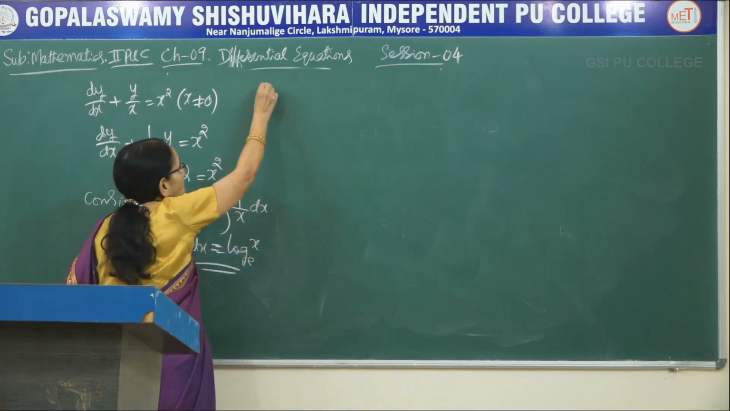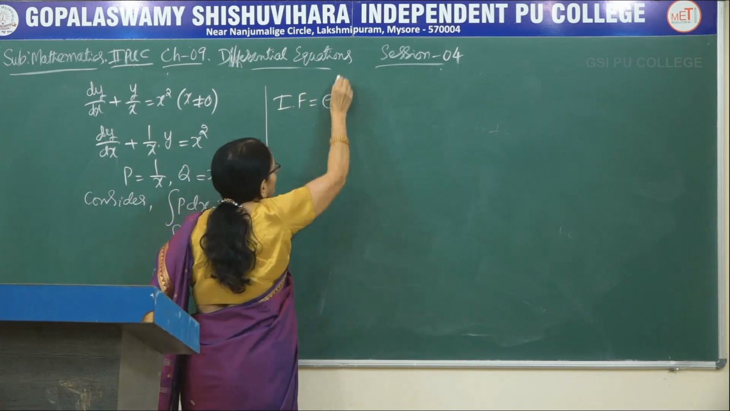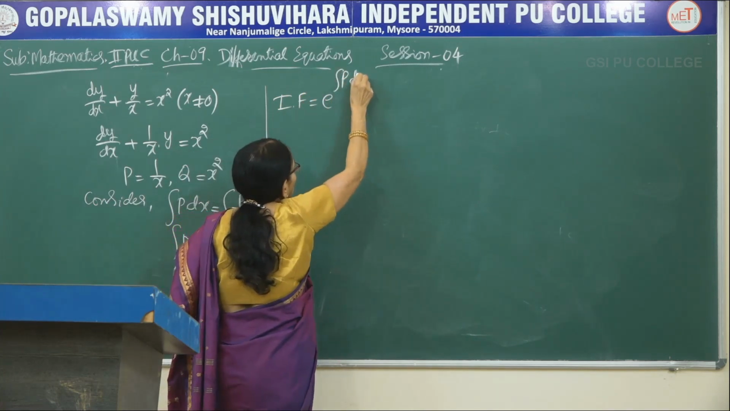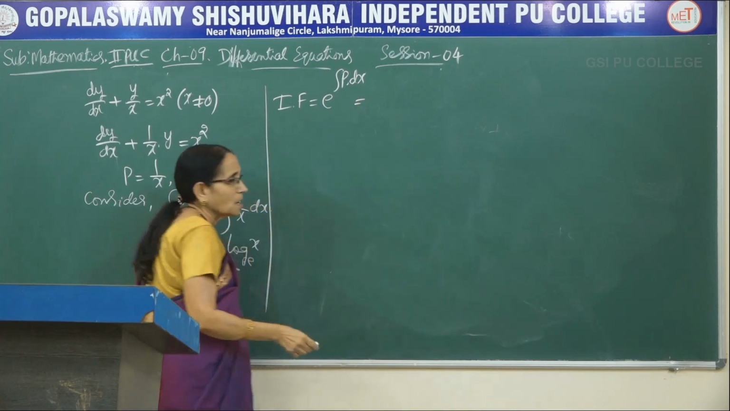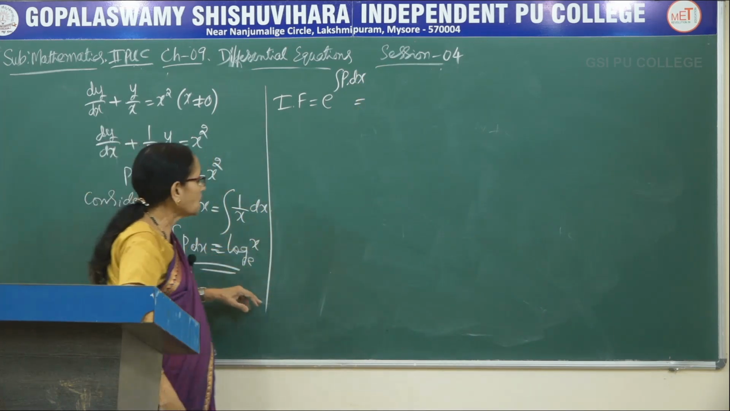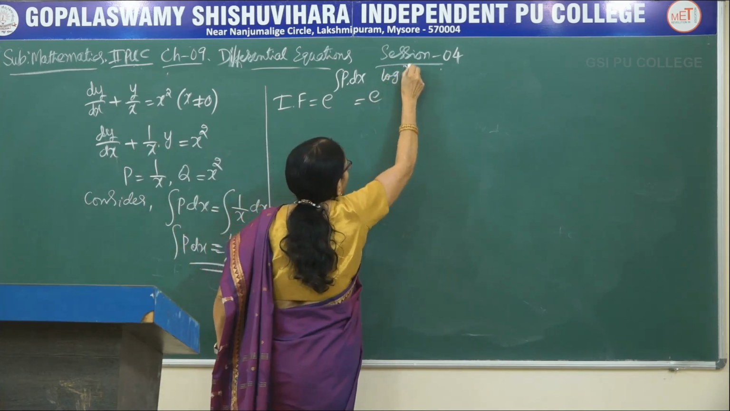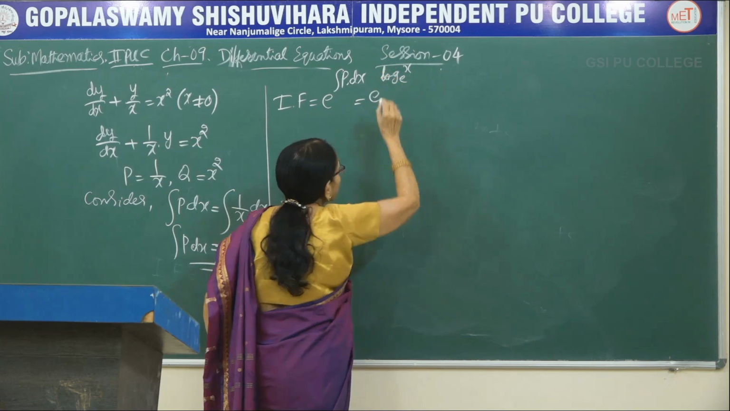Now we have to calculate the integrating factor. What is the integrating factor? e to the power integral p dx. That is why I have asked you to calculate the first. Now write what is integral p dx. e to the power log x to base e.